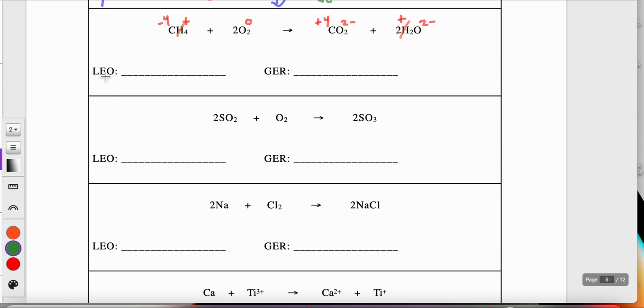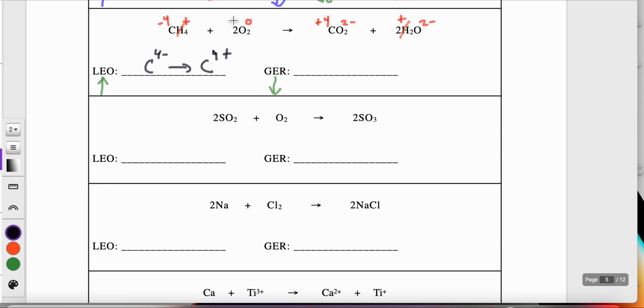So Leo, losing electrons means I'm going to climb up the ladder, where Ger, gaining the electrons, means I'm gaining negative charge, so my oxidation state is going to go down the ladder. So if I take a look here, carbon starts off with a -4 and ends with a +4. So going from -4 to +4 means I'm climbing up the ladder. So my Leo is starting with a -4 and ending with a +4.